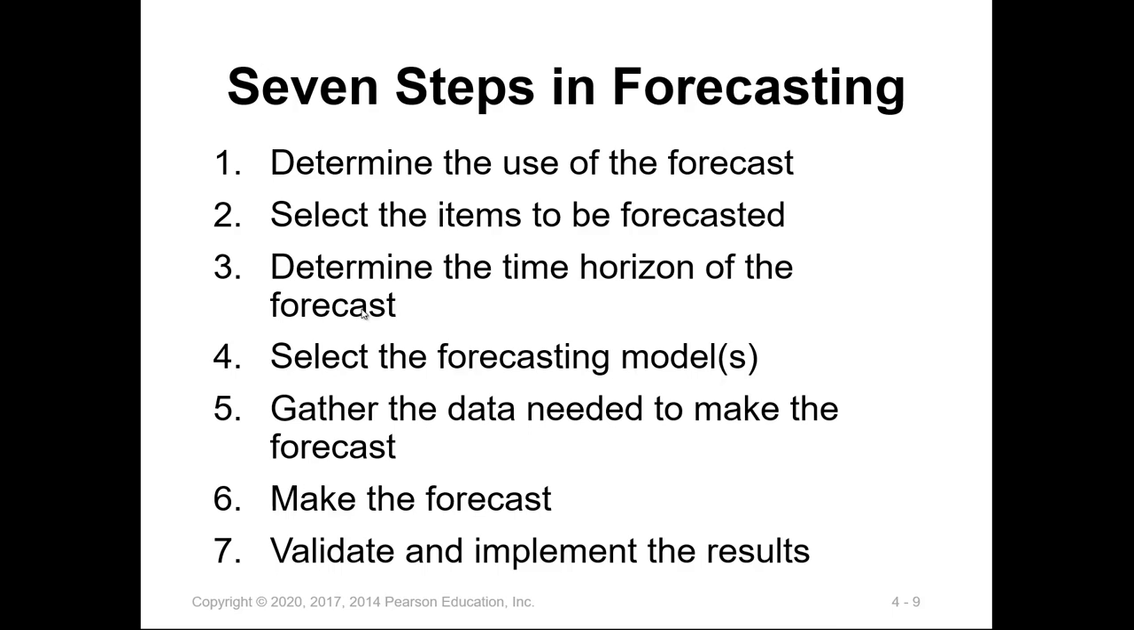The fifth step is to gather data needed to make the forecast. The sixth step is to use the model or models to make the forecast, in other words, to get the results. In the last step, the results will be validated to make sure of their accuracy, then implemented through making the proper decision. For example, hiring people and assigning different schedules.